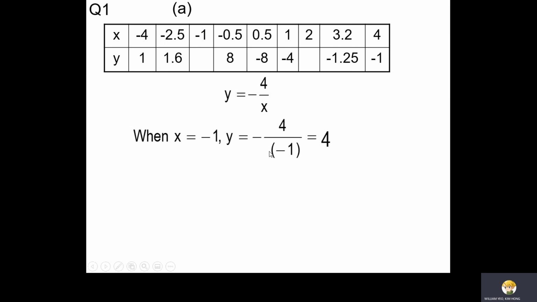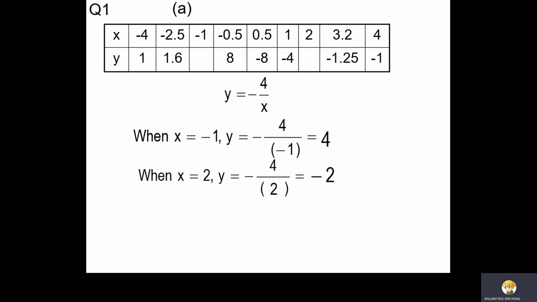If you are not sure and you want to guarantee that your answer is correct, you can always use a calculator. Then for x equals 2, we do the same thing. We substitute x equals 2 here. So negative 4 over 2, we get negative 2. So you will have 4 here and negative 2 here. Then you get 2 marks. So this is quite easy.